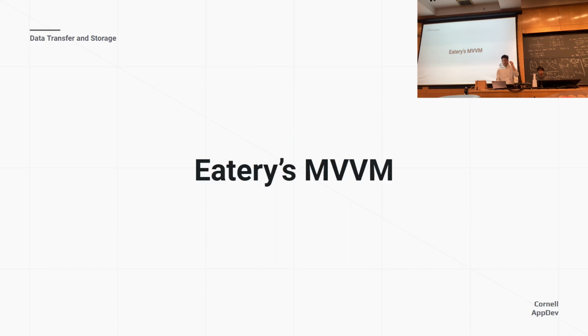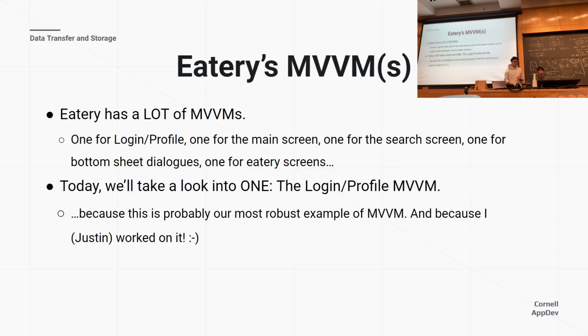So, to give some more concrete examples of how we as app devs go about using this. We make this in Eatery, and Eatery actually uses a lot of this. When I first touched the code base, I was like, why do we have all of this? For example, we have one for login profile, one for the main screen, one for the search screen, one for the bottom sheet dialog. We have a lot of them.